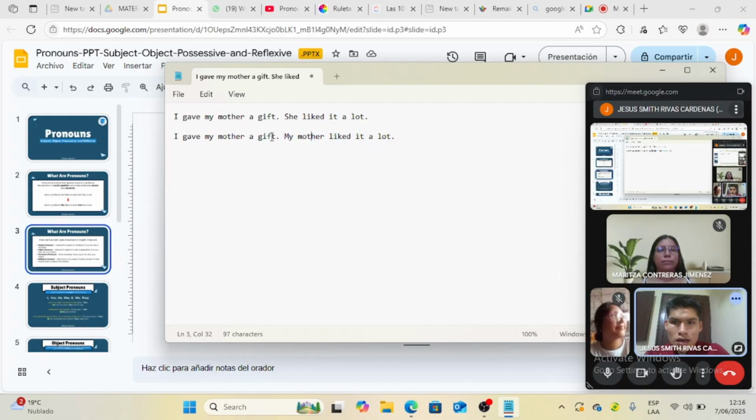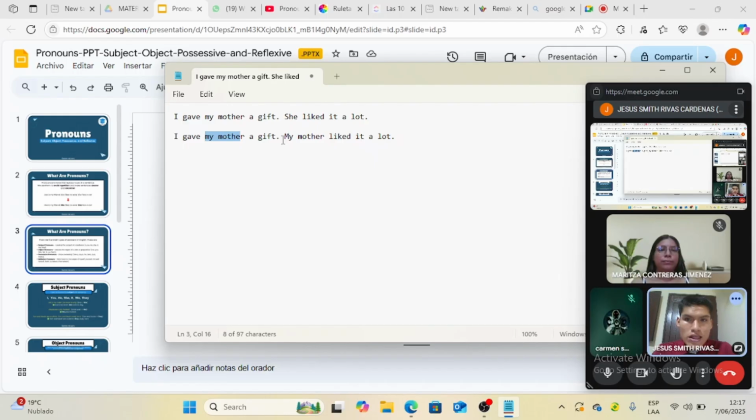So, as you can see, the second example is, I gave my mother a gift. My mother liked it a lot. I'm repeating my mother, which is the noun, and it sounds less fluent and smooth. So subject pronouns help us to be more fluent and to express our ideas in a clearer way.